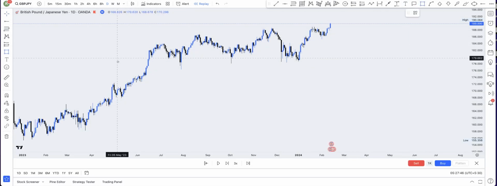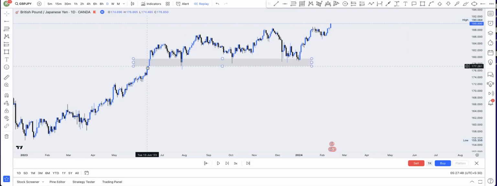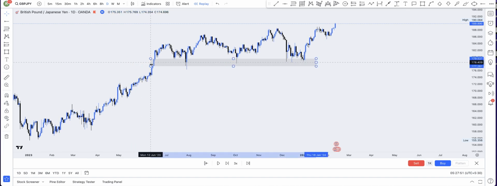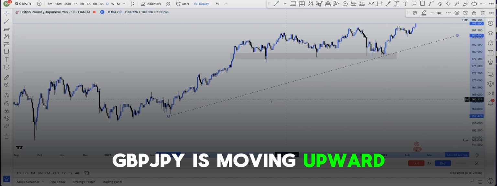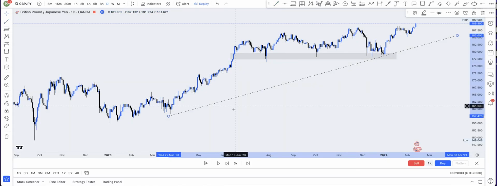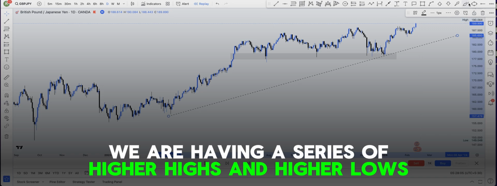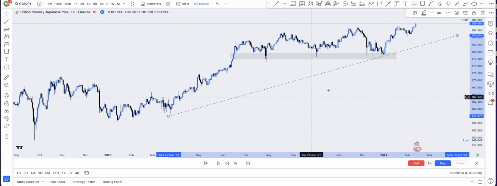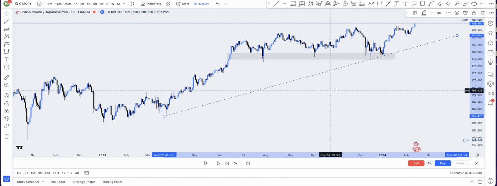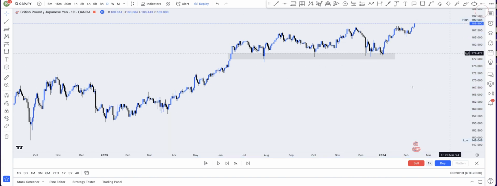So my first key zone is at this point. You can see price has been rejecting this key zone for some time now. First of all, let's look at what the trend is telling us. Look at Pound JPY. You can see that we are moving upward. We are having a series of higher highs and higher lows. I have a video on market structure. If you have not watched that yet, I would urge that you go back and watch it, then you understand why I said higher highs and higher lows. And Pound JPY is in an uptrend.